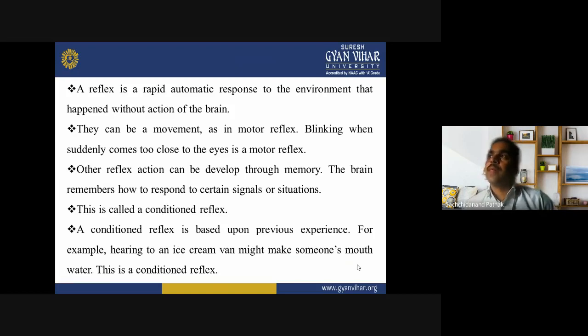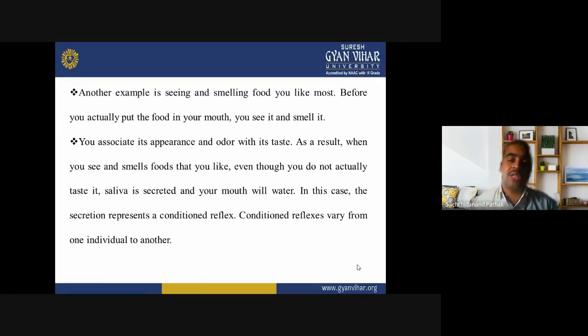That means you just heard that there is an ice cream person roaming around your street, and you just heard the ring of that particular ice cream seller. Now by hearing just the ring of that person who is selling the ice cream, water secretion will start in your mouth. So that is called the conditional reflex, because it depends upon the condition, it depends upon some signal, it depends upon some situation.